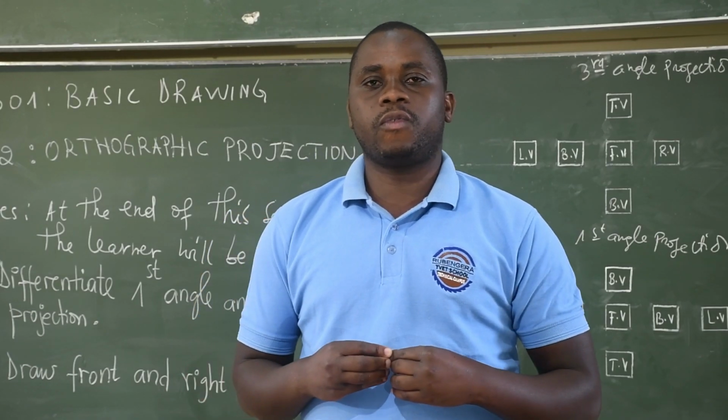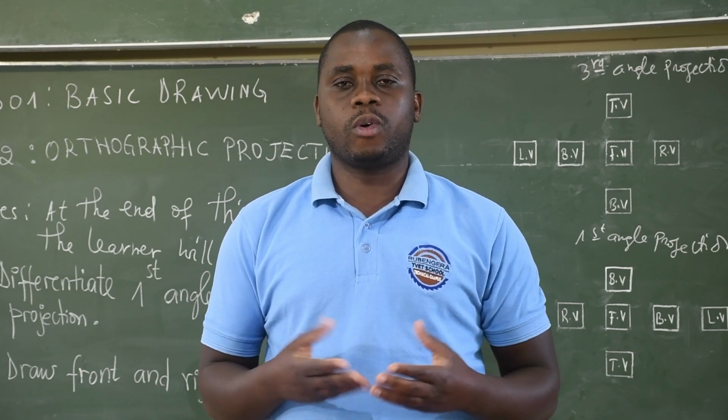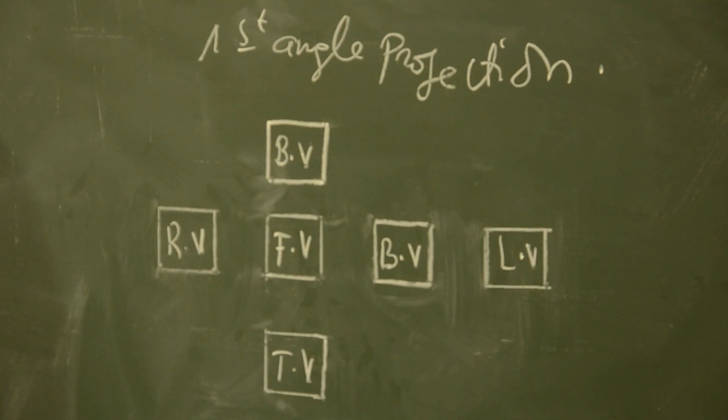While for the first angle projection, we also start with the front view. Then on top, we have the bottom view. At the bottom, we have top view. In the right side, we have the left view and back view. And in the left side, we have the right view.